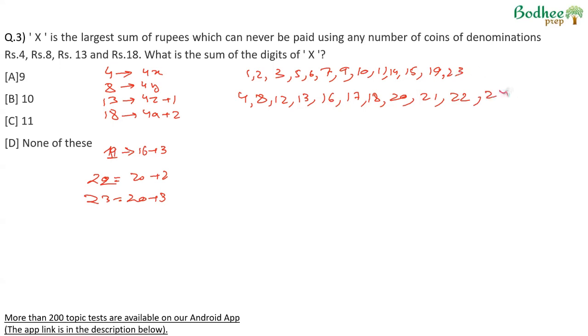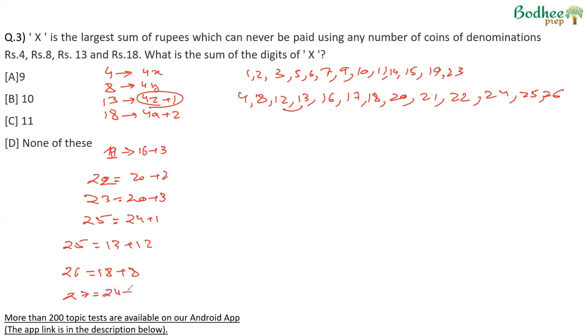24 is a multiple of 4, so 4, 4, 4, 4, or 8 plus 4 plus 4 plus 4, whatever can happen. 25 is 24 plus 1. So we'll use this number, 13. 25 is 13 plus 12, and 12 can be created. So 25 can happen. 26 is 24 plus 2, so 26 can be 18 plus 8. Again, both can happen.